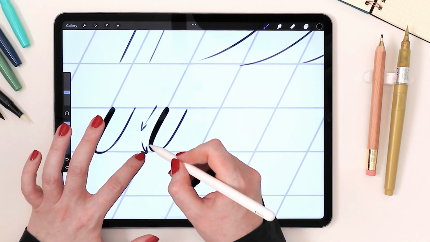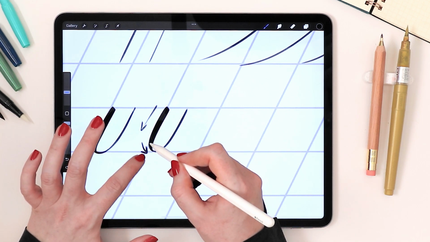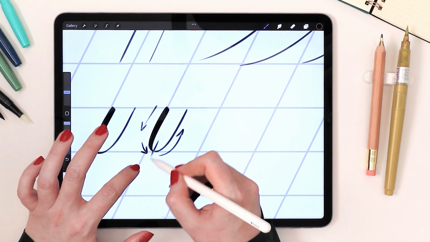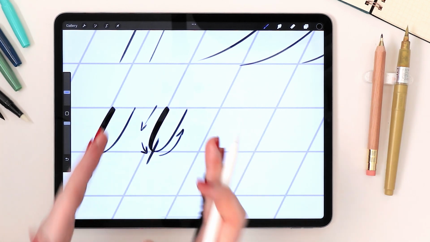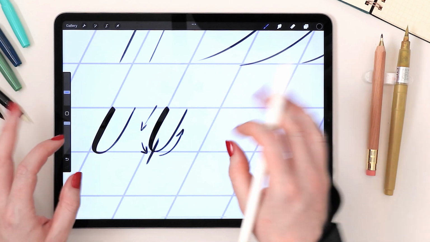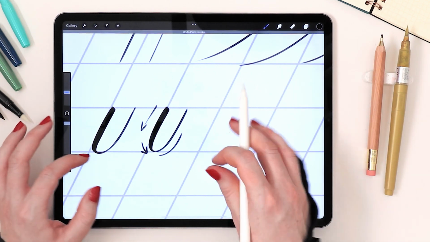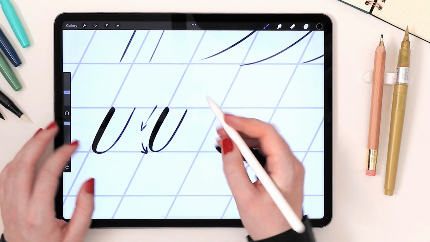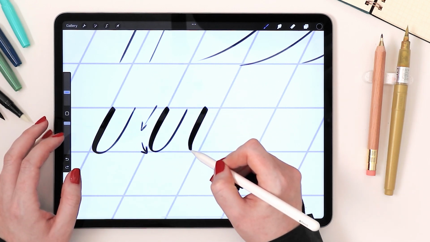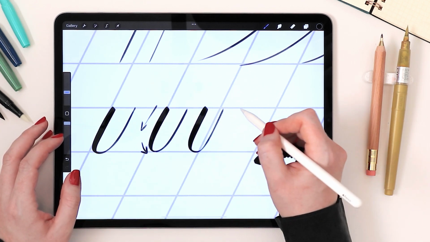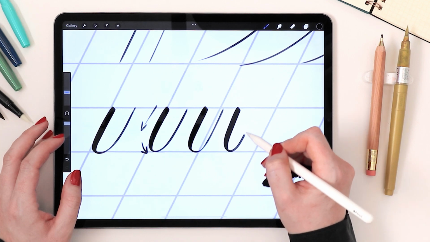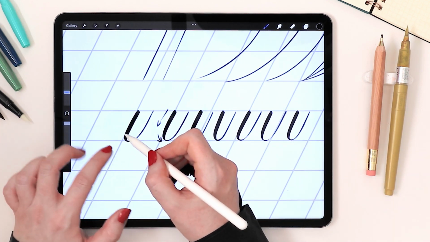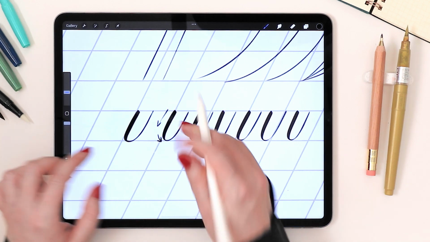So equal pressure down, reduce my pressure as I move around here. And then as soon as I make this turning point at the very bottom, all my pressure must be released. I have to go from heavy pressure, minimal pressure, up to zero pressure. Now again, these are called underturns because when you get to the bottom, you're turning under and up.